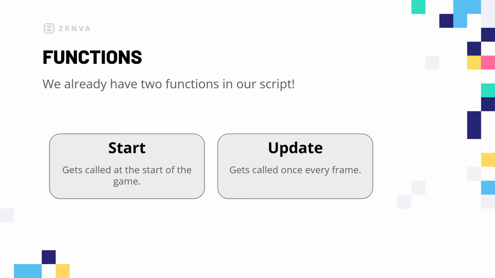Now, already inside of our script, we have two functions that we have already been using. We have the start function, which gets called at the start of the game, and the update function, which gets called once every frame. Now, let's hop over into our script and have a look at these.